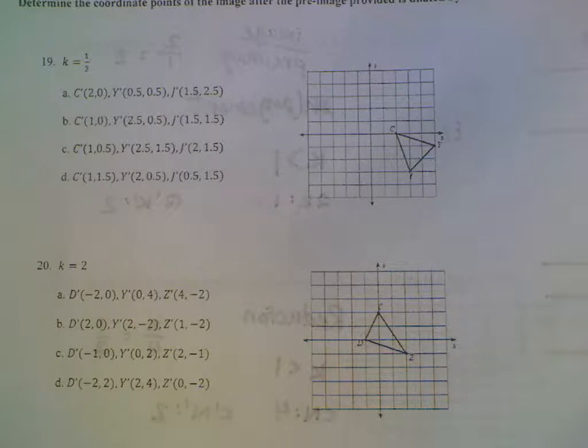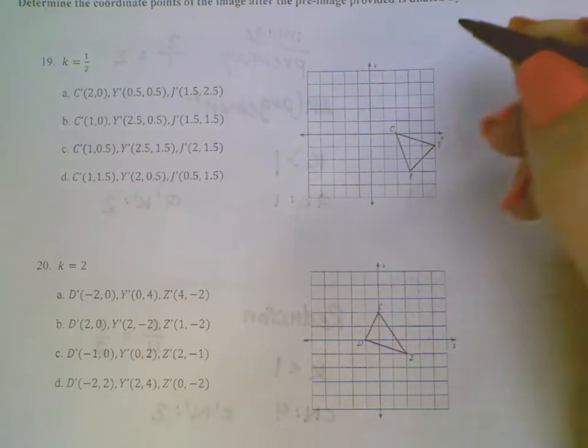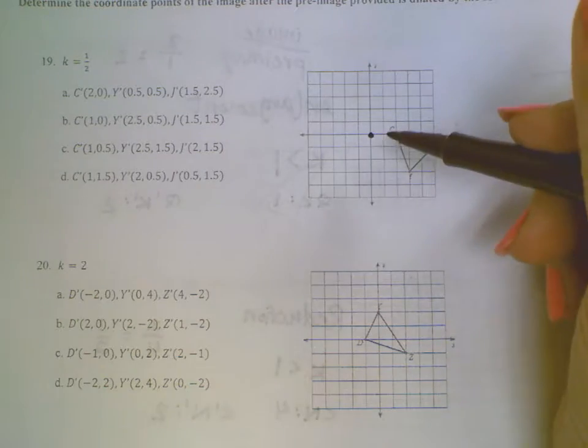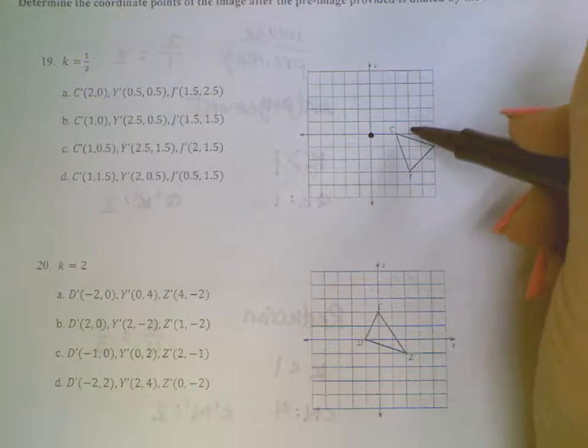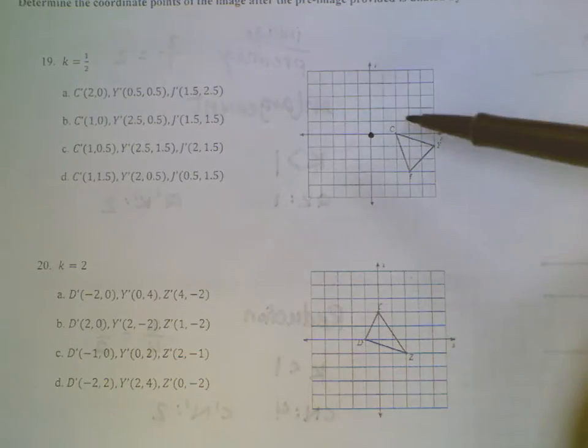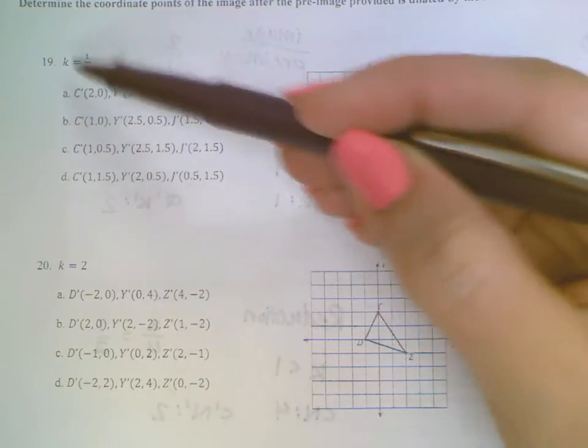For number 19, it tells us to determine where the points will be given the scale factor that's listed. So I'm assuming that the center of dilation is going to be the origin. If the center of dilation is the origin, all you need to do is multiply your x and y coordinates for each point by your scale factor.